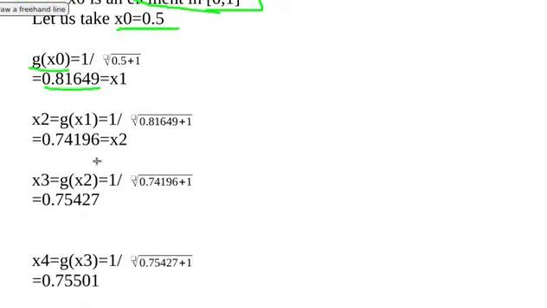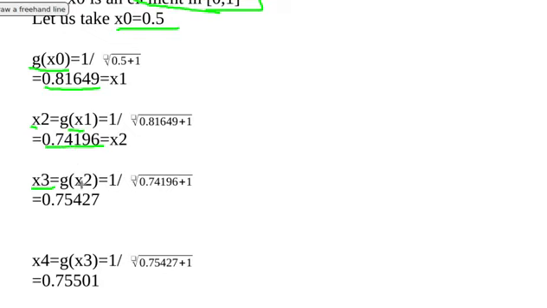Then find the value of x2. x2 will be equal to g of x1. x1 is the value which we found in the previous step. So that is equal to 1 by root of x1, that is 0.81649 plus 1. So we have got the x2 value as 0.74196. Then for the next iteration, find the value of x3.